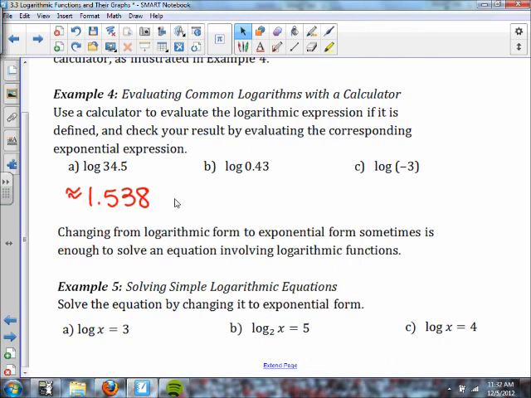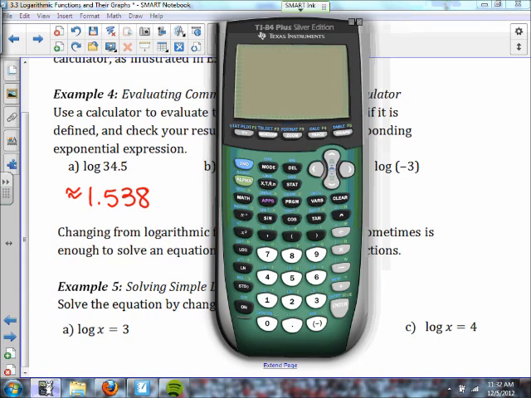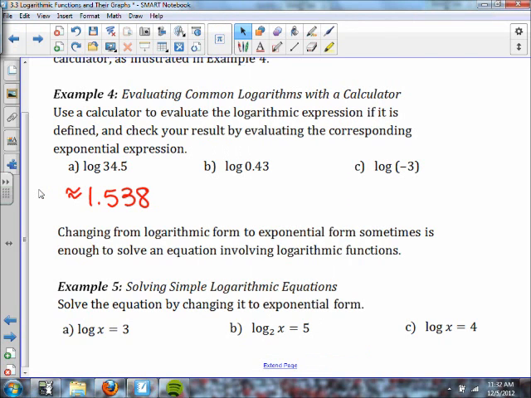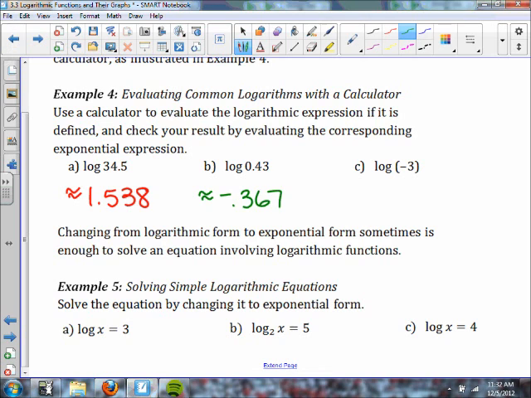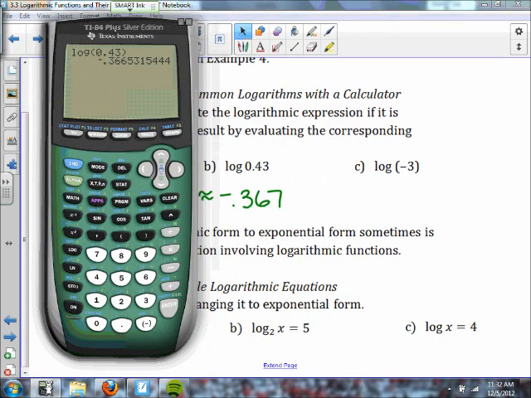Now, find log of 0.43. You get negative 0.367. Now, second log gives us 10 to, I want to go to this power, so second negative, we'll get 0.43. Now, what about log of -3? What do you guys think?